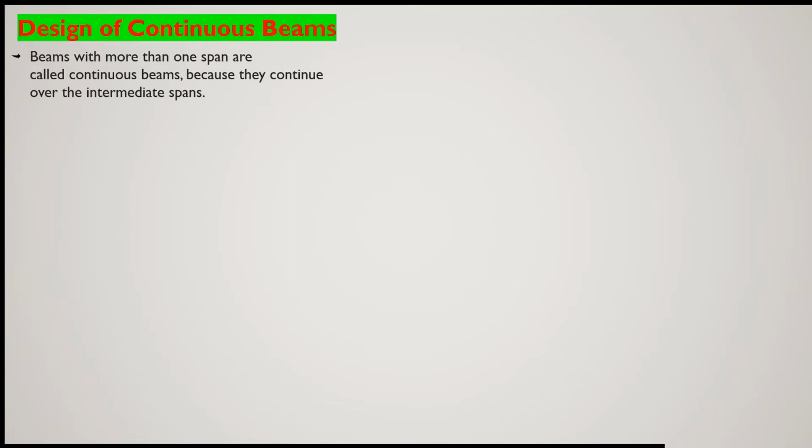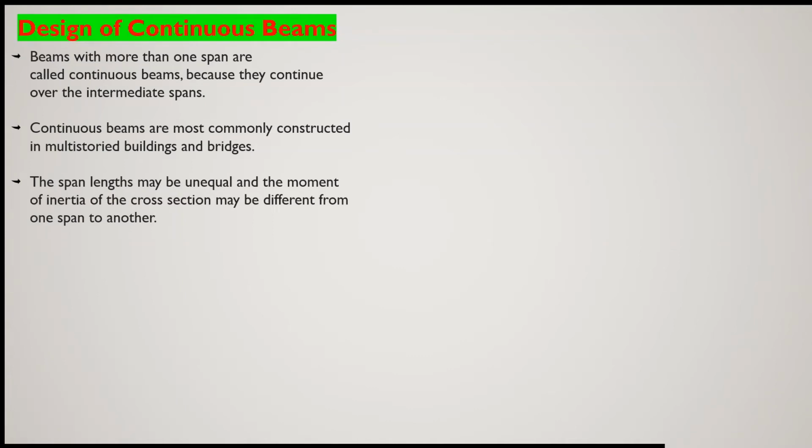So first of all, beams with more than one span are called continuous beams because they continue over the intermediate spans. So whenever there is a beam of more than one span or multi-span, as in case of multi-story buildings or residential buildings, we need to provide continuous beams which have two span, three span or multi-span. Continuous beams are most commonly constructed in multi-story buildings, as well as in bridge type structures, where you will find the beams or slabs are multi-span continuous beams.